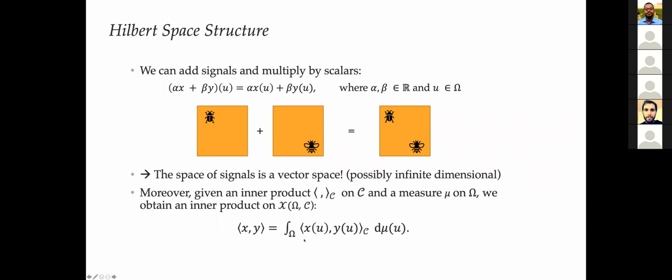And what are we summing? Well, we're summing a product, in this case the inner product of the feature vectors. You can check that this indeed satisfies the axioms of an inner product. The reason we need this is that we want to do pattern matching, right? When we do a linear layer, when we do a convolution, we somehow need to compare our signal x to some kind of filter y. So, conclusion: the space of signals is a Hilbert space, as long as we can define these two ingredients, an inner product on C and a measure mu.